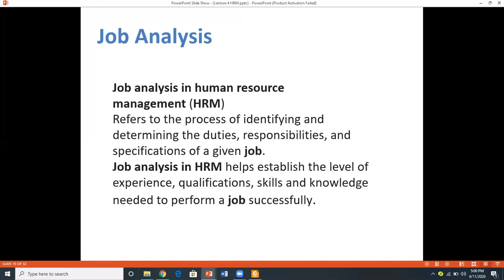Job analysis in human resource management refers to the process of identifying and determining the duties, responsibilities, and specifications of a given job. Job analysis in HRM helps establish the level of experience, qualifications, skills, and knowledge needed to perform the job successfully.